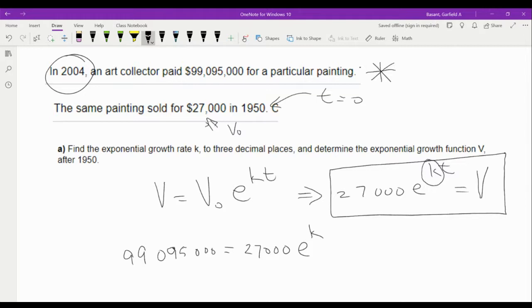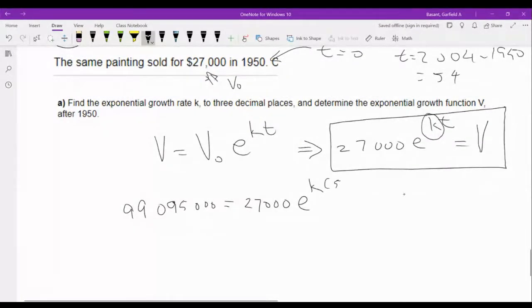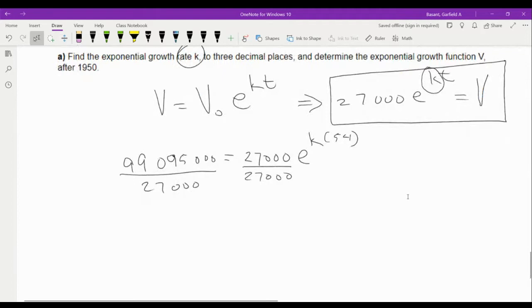I agree with you, right? So all of it is 2004 minus 1950 to get the time, which is 54. So this becomes 54. So now we can actually solve for k, which is what they're initially asking us to find. So we can divide both sides by 27,000. And that will give us e to the 54k.